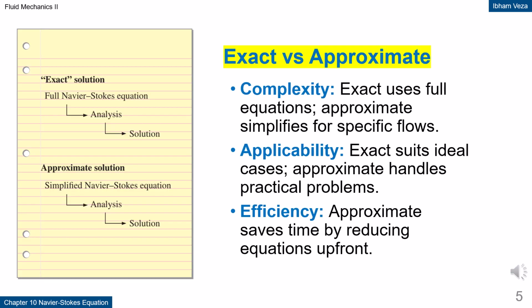Exact versus approximate solutions lies in their complexity and purpose. Exact solutions use the full Navier Stokes equations, but are rarely solvable analytically. Approximate solutions sacrifice some details to obtain practical results. In engineering, this approach is used far more often because it is efficient. The key idea is to choose a model that is sufficiently accurate without making the problem unsolvable.